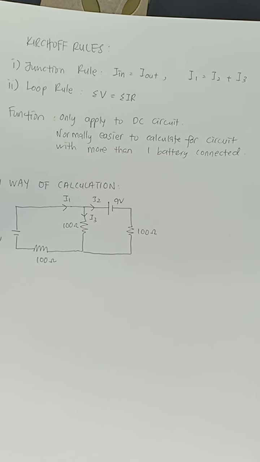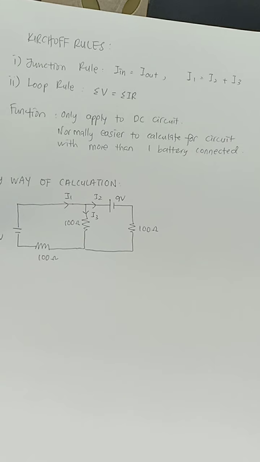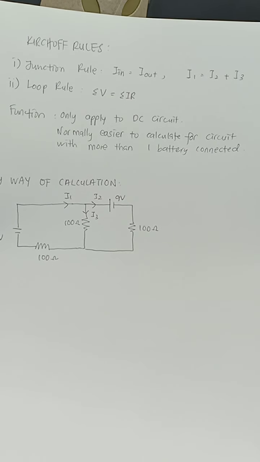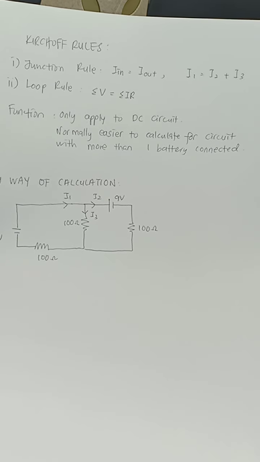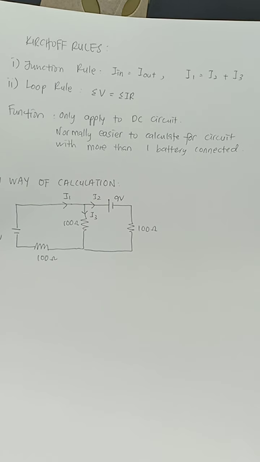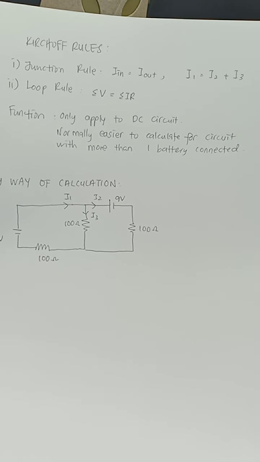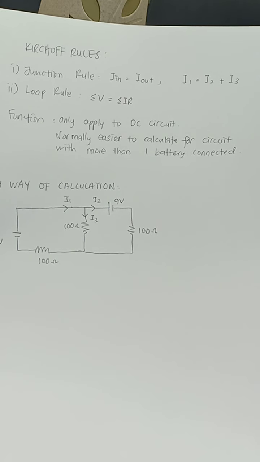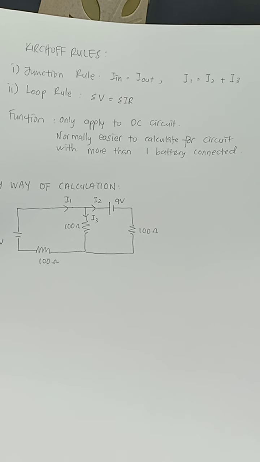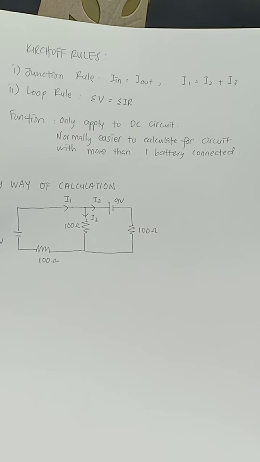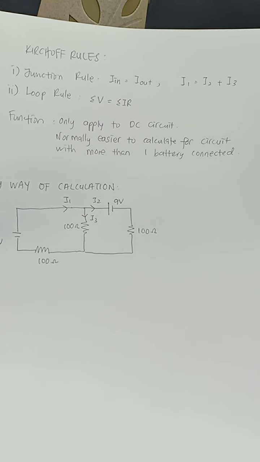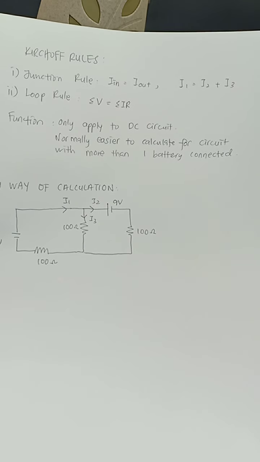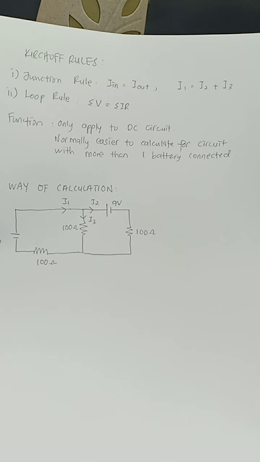The second rule is called the loop rule. Remember that the loop can be chosen to be clockwise or counterclockwise. For the loop rule calculation, I always put all the batteries on the left and all the currents multiplied with the resistances on the right. Kirchhoff's rules are only applied to DC circuits, and normally they are used to calculate the values of currents when you have more than one battery connected in the circuit.